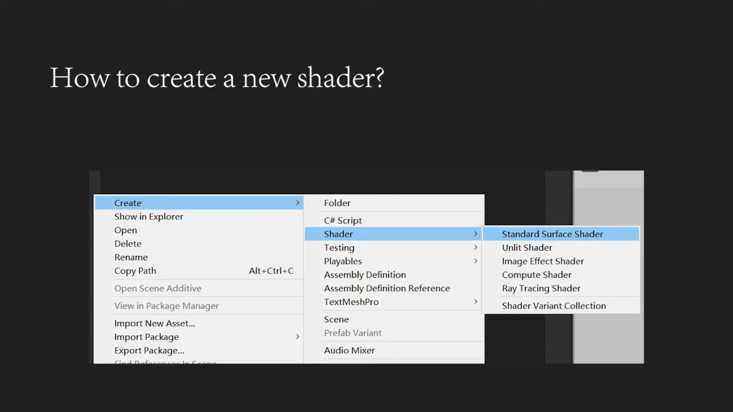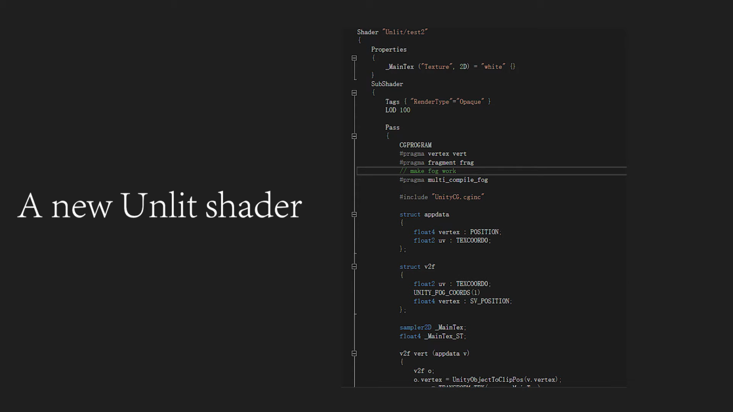How do we do that? We can right-click in the project window, select Create, then Shader, and then select any kind of shader. My choice here is the unlit shader. You can also see that there are many other options, and these different shaders can create different effects. After creating it, double-click to open it. Then we can see its code. The code looks a bit verbose, and it doesn't look like the familiar C# script. But it doesn't matter. I will disassemble it step by step and explain the role of each part.